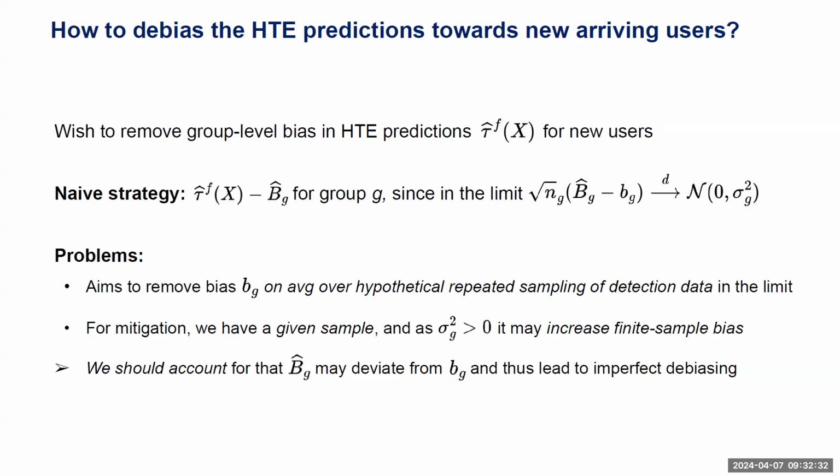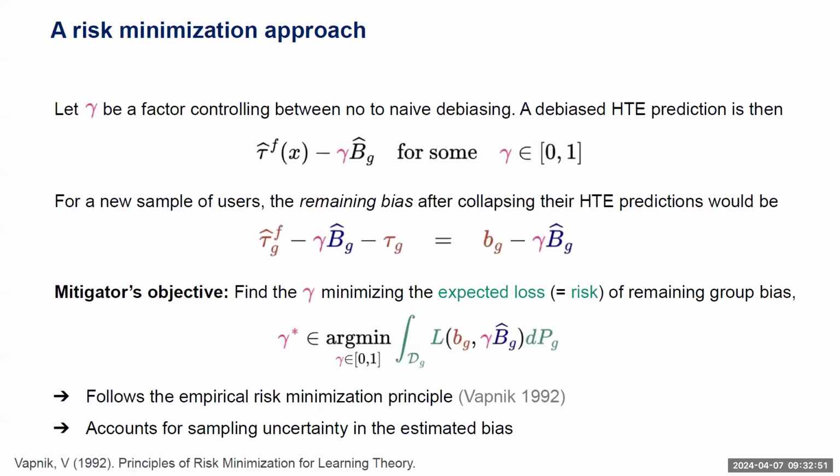And since the variance is not negative, if we just use such an approach, it might actually increase the bias, because our estimate, which we debias with, might not equal the truth. So the basic approach is that we should account for the variance when we debias. That's basically the idea. So we frame this as an optimization problem.